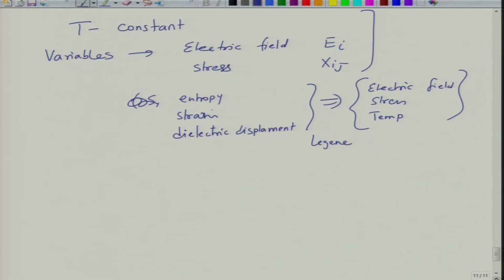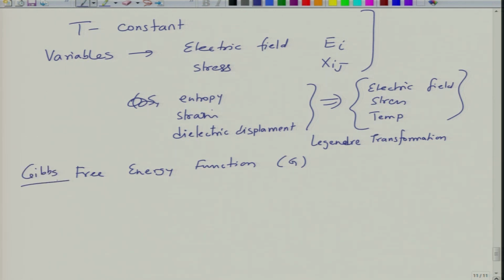Legendre transformation, if you have done basic engineering mathematics, you would know what it is. So, when you apply this transformation, the free energy function, basically the Gibbs free energy function G, can be written as G = U - TS - X_ij x_ij - E_i D_i. Okay. This is capital G.